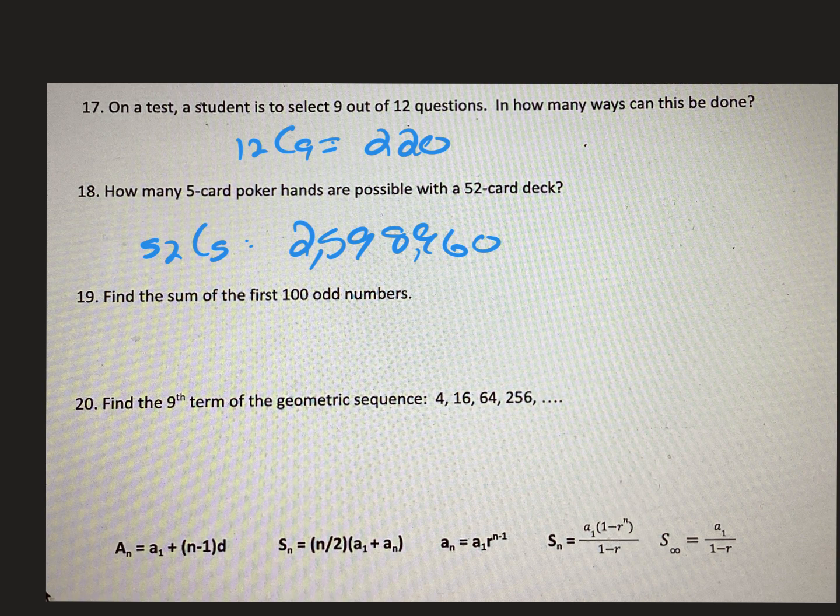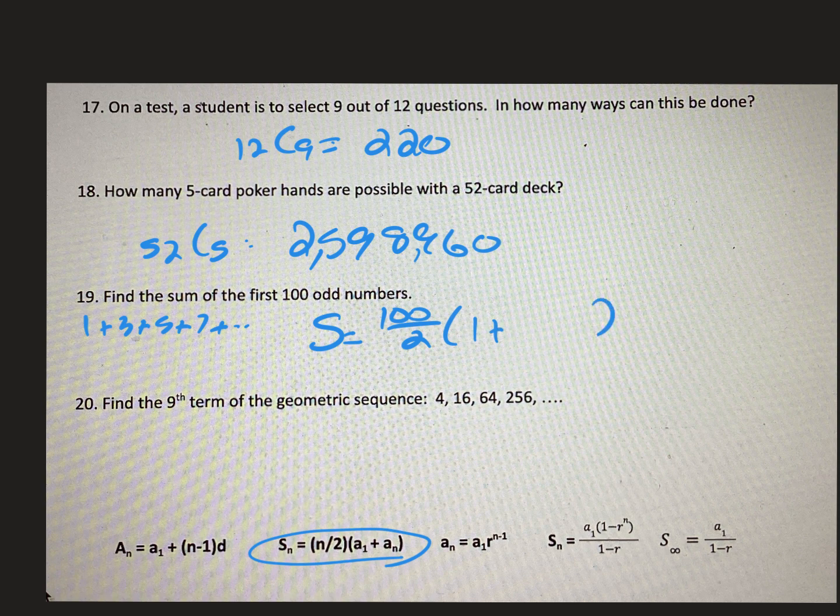Find the sum of the first 100 odd numbers. If I were you, I would write the first several out. Like that's 1, 3, 5, 7. Okay, so because I'm doing that, that means it's arithmetic. Look, the difference is the same. So arithmetic is right here. There's my formula. So I'm going to sum of the first 100 odd numbers. The first number is 1. Here's what I don't know.